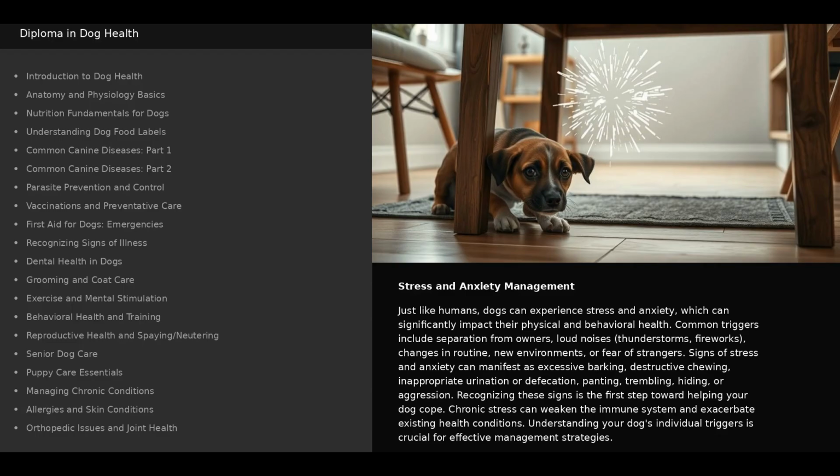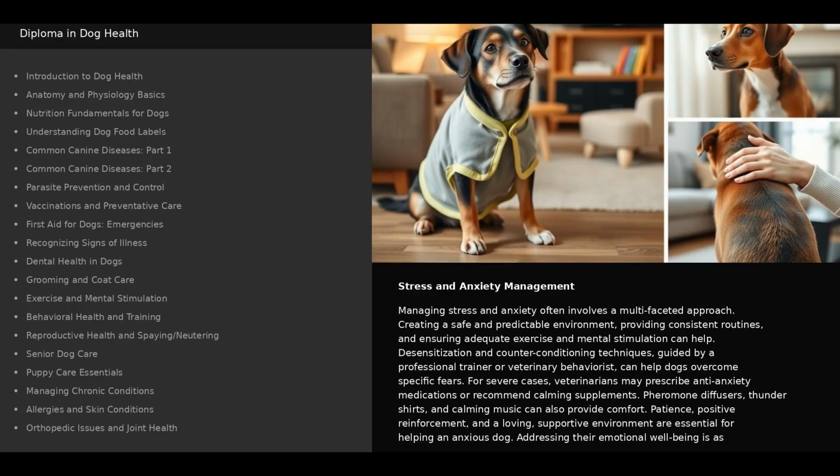Chronic stress can weaken the immune system and exacerbate existing health conditions. Understanding your dog's individual triggers is crucial for effective management strategies. Managing stress and anxiety often involves a multifaceted approach. Creating a safe and predictable environment, providing consistent routines, and ensuring adequate exercise and mental stimulation can help.